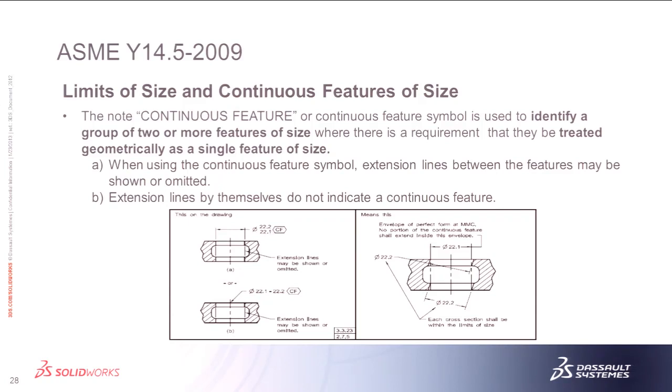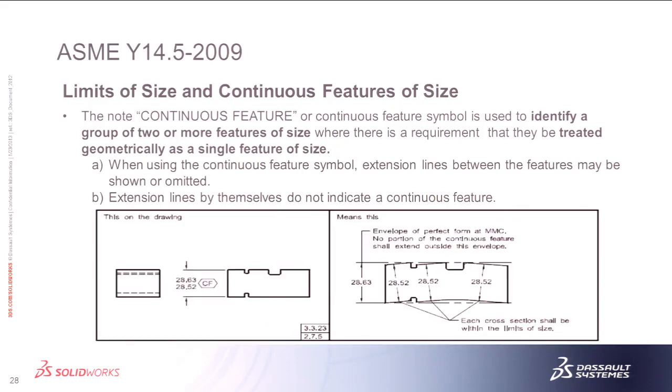Anytime you drill a hole through both sides of a tube or something like that, the way the standard treats that without continuous feature is that it's two separate features of size, so two separate holes. So you have to count that in your quantities and everything like that as separate items. Here you apply continuous feature, and it treats it as one.